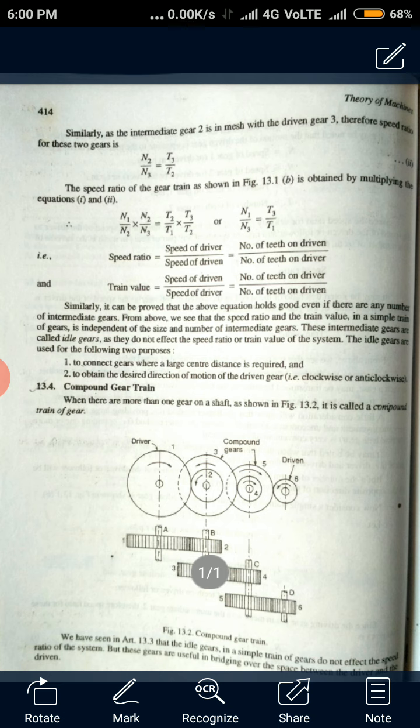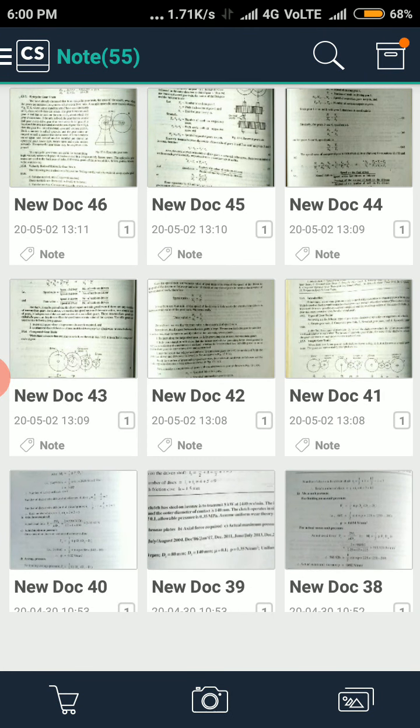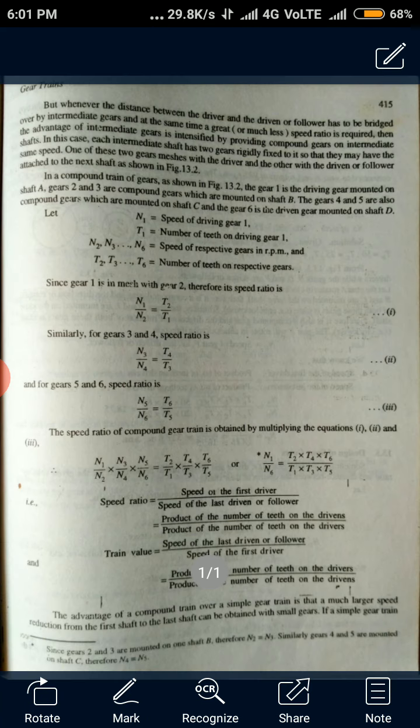Now we will see how to determine the speed ratio using equations. Now take the first combination. Let n1 be the speed of the driving gear, t1 be the number of teeth on the driving gear, and n2, n3 up to n6 the speeds of the respective gears in rpm, t2, t3 up to t6 the number of teeth on the respective gears.